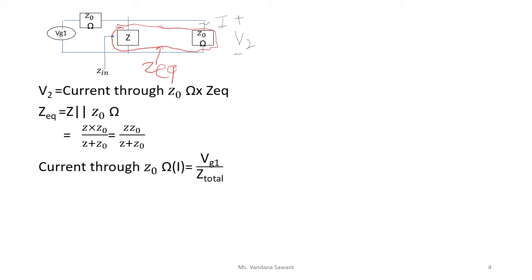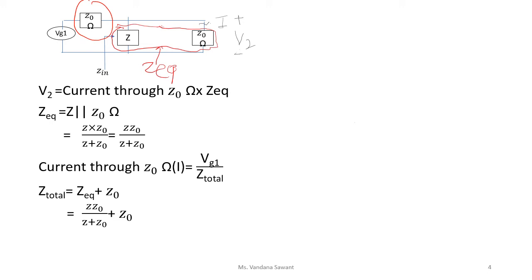So what is this Z total? Z total is equal to Z equivalent plus this Z0. Z equivalent plus this Z0 will form the Z total. So we can write Z total is equal to Z equivalent plus Z0. For Z equivalent, we put this value: Z into Z0 divided by Z plus Z0, plus Z0, will be the Z total.